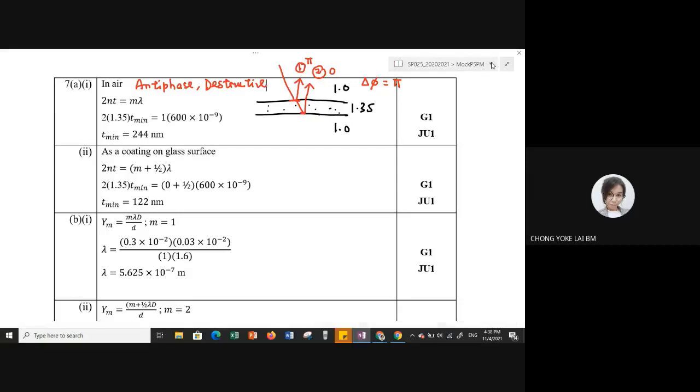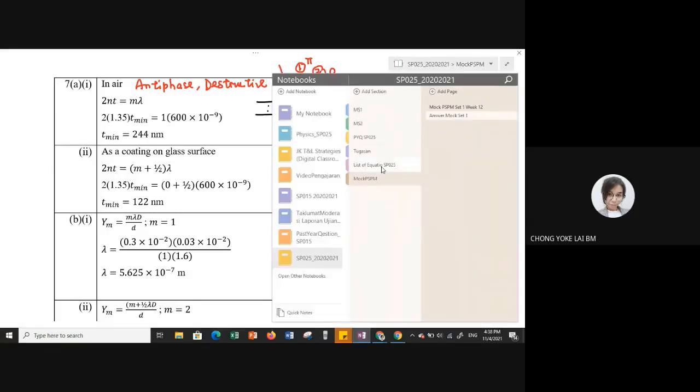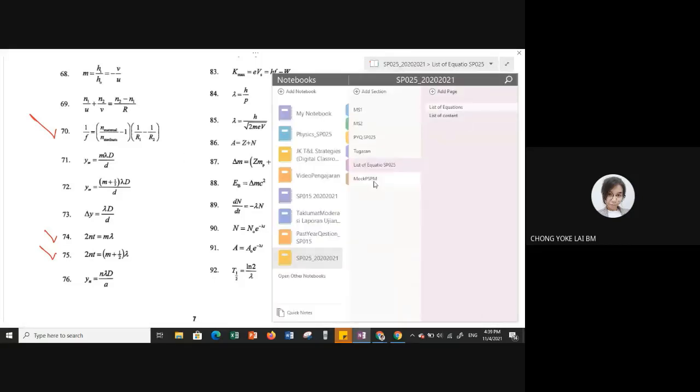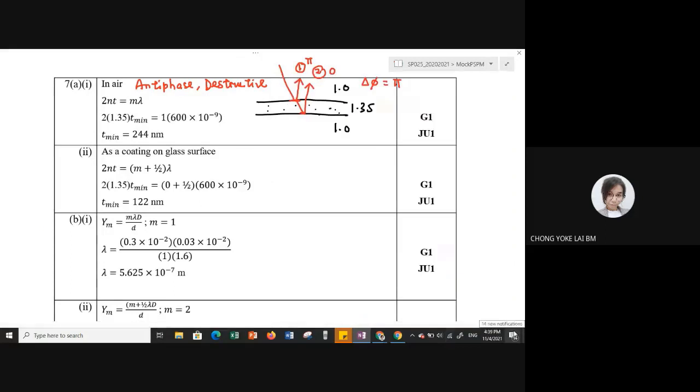Then kita pun tengok, saya ada formula ni. Soalan bagi saya formula. Saya tahu dua formula ni. 7.4 and 7.5. 2nt equal to m lambda. 2nt equal to m plus half lambda. Tapi mana satu nak guna? Which one? Macam mana kita nak tentukan which one kita nak guna untuk situasi soalan ni? Itu pentingnya kita gunakan cross pair. So kita lukis cross pair kita dekat tepi untuk kita identify. So constructive, destructive, constructive, destructive. Kita ada in phase, kita ada anti phase.